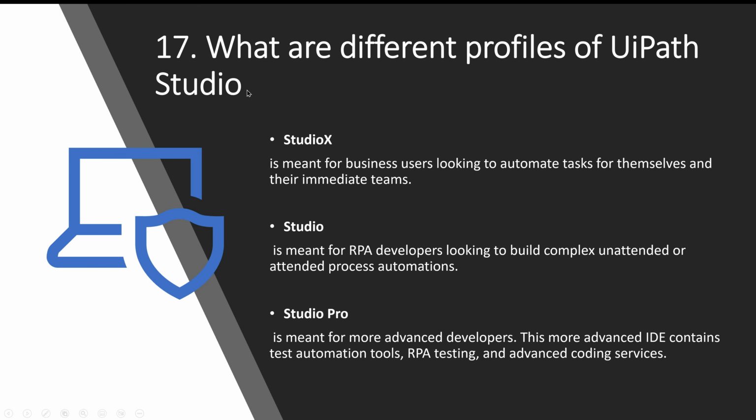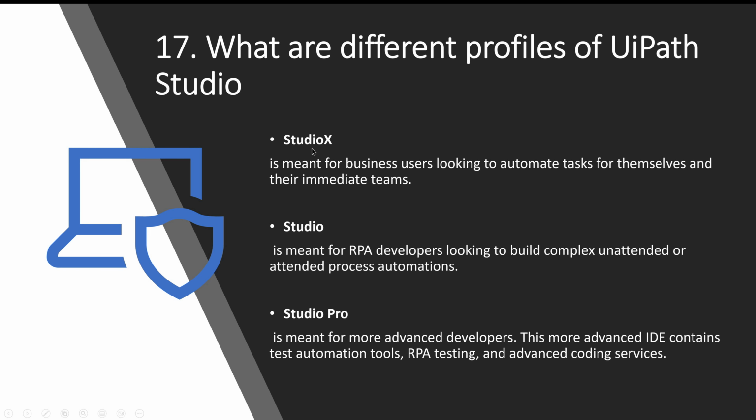What are the different profiles in UiPath Studio? We have learned about UiPath Studio, so there could be a question similar to this, asking what the different profiles of UiPath Studio are. There are 3 different profiles so far in UiPath Studio: Studio X, Studio and Studio Pro. You can simply answer that there are 3, and those 3 are Studio X, Studio and Studio Pro. But in order to get a good impression from the interviewer, it is always advisable to give at least a statement with a high level definition of each of these profiles.